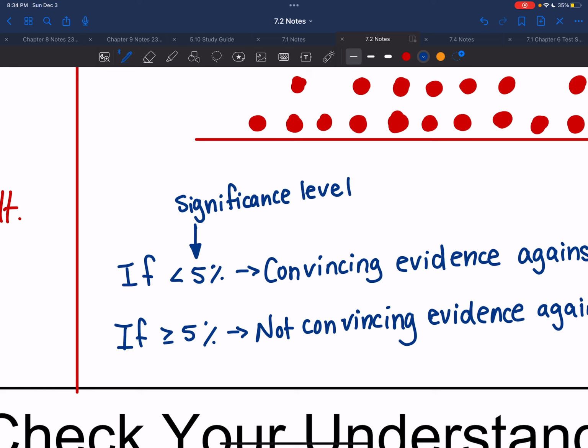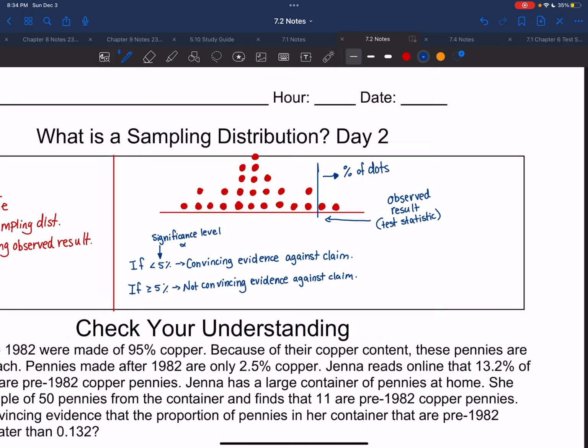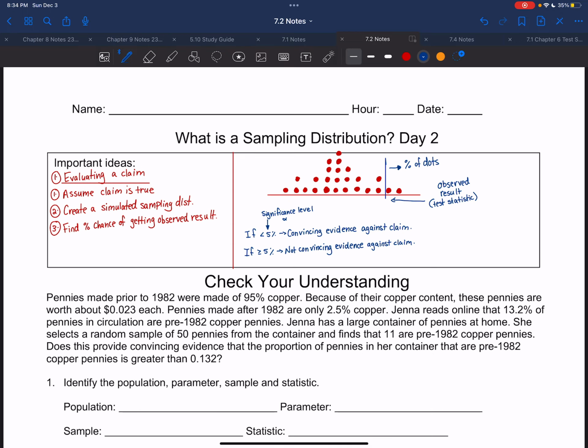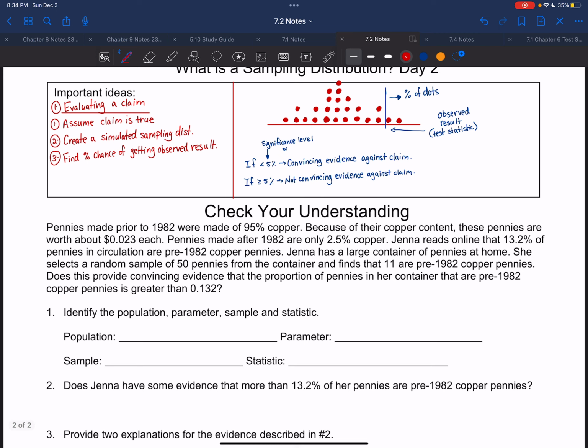All right, and we typically use the letter alpha to represent it. We usually use 5% as our cutoff. Sometimes it might be 1%, sometimes it might be 10. Different problems might call for different significance levels, but the typical cutoff is 5%. If you ever see a problem like this and it doesn't give you a significance level, always just go with 5% as your significance level, right? All right, so check your understanding.